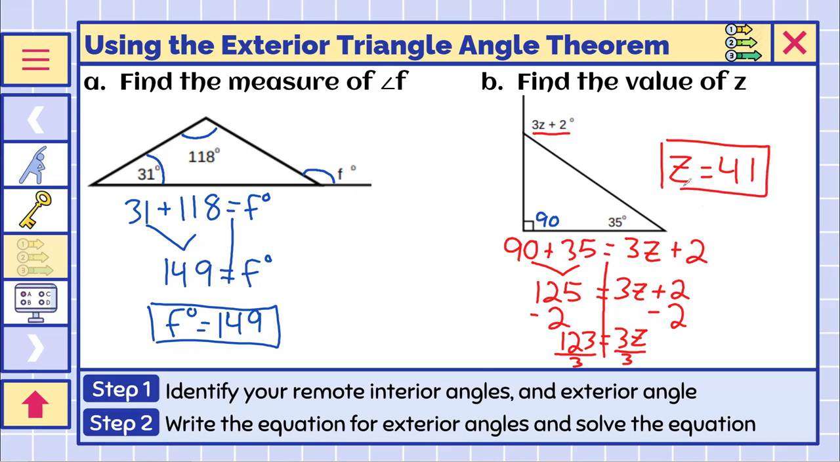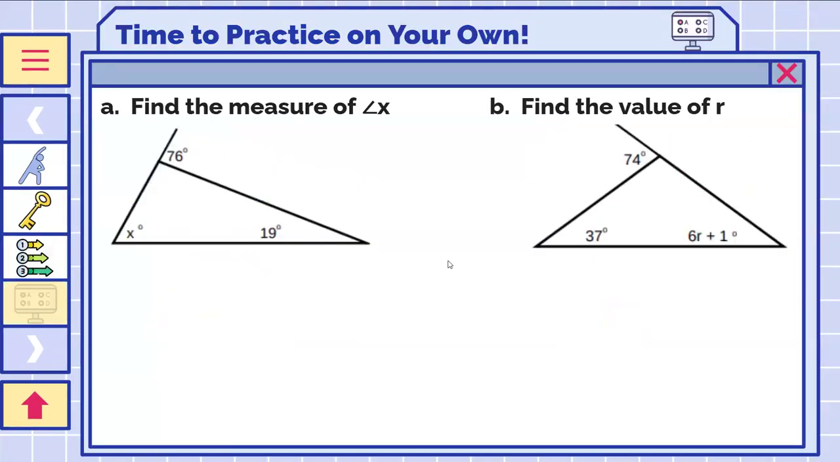Again, more complex, but it starts out the same way, that the two remote interior angles add together to equal the exterior angle. Make sure to pause if you need to get your notes in, but I'm going to clear this up and head to the U-Try, which means it's time to see what you can do with similar problems. Pause the video and try these on your own.